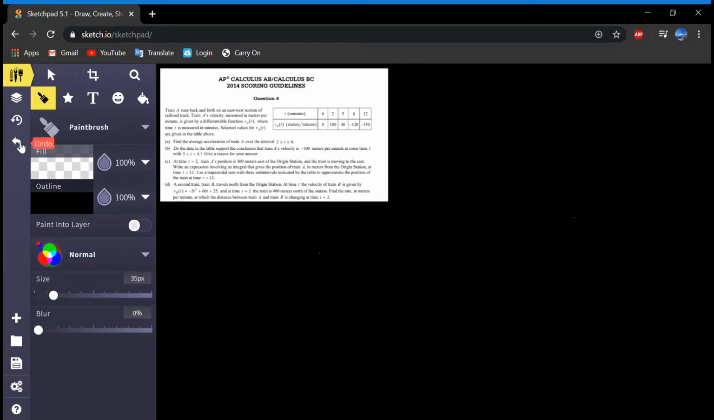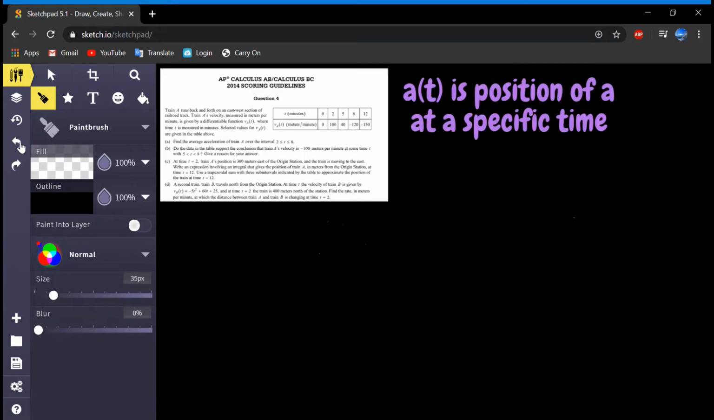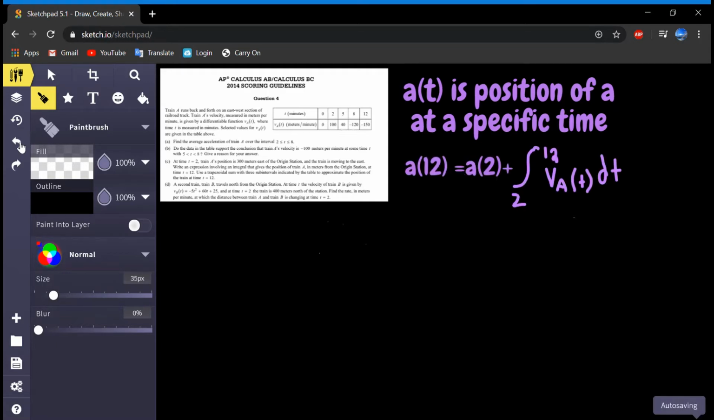So for part C, we want to figure out where the train is at t equals 12. So if A(t) is the position of A at the specific time, we know that A(12) is equal to A(2) plus the integral from 2 to 12 of the velocity. So now we approximate using a trapezoidal sum.